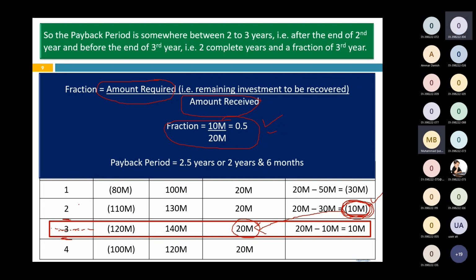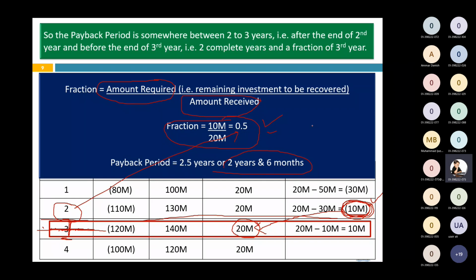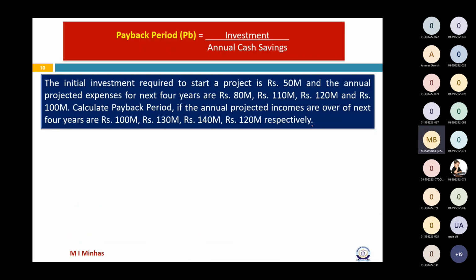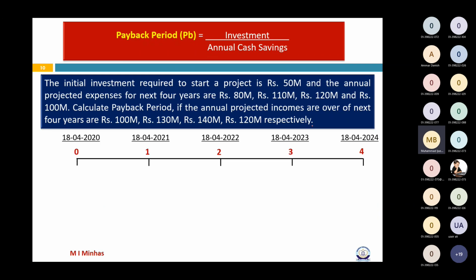That means my payback period was 2 complete years plus 0.5 part of the third year. Right? 2 years complete in which I was not able to recover, obviously, plus 0.5 or half of the year till 3. So that means my payback period is 2.5 or 2 years and 6 months. Is it clear? Okay.